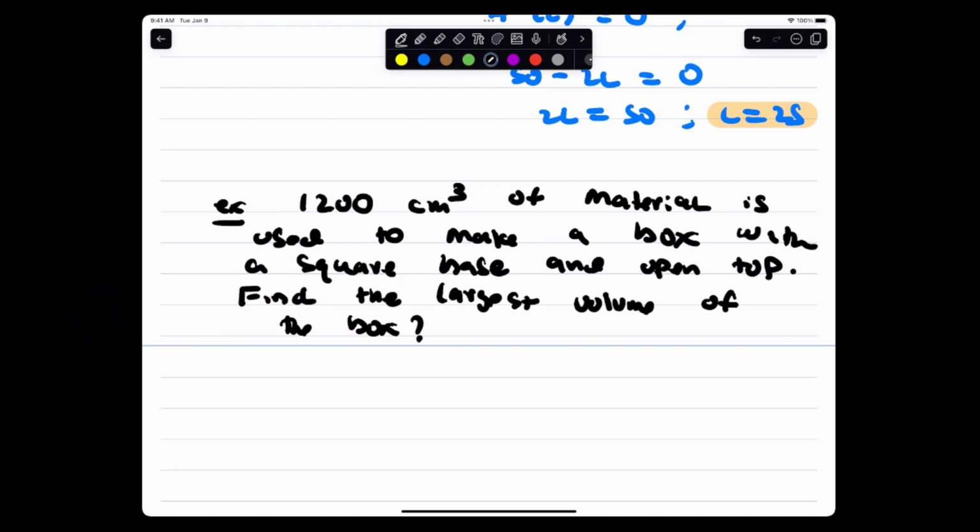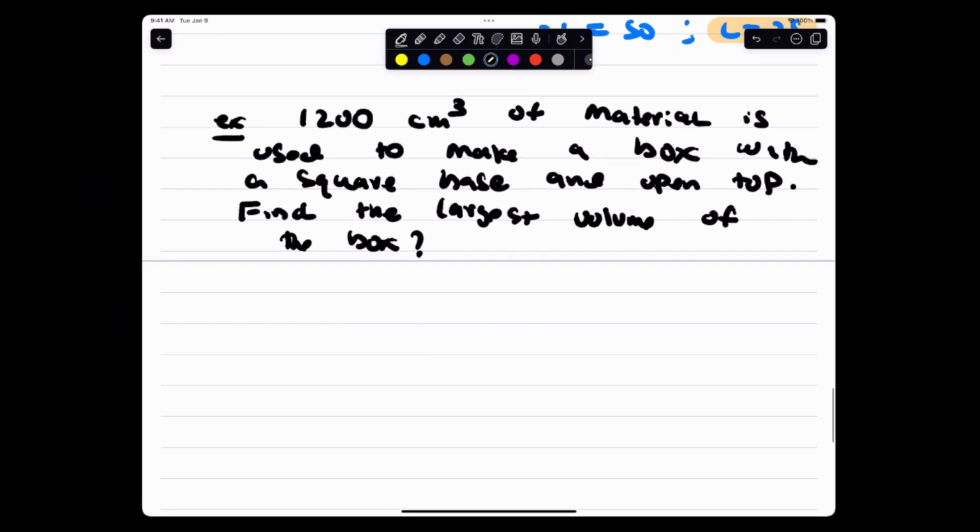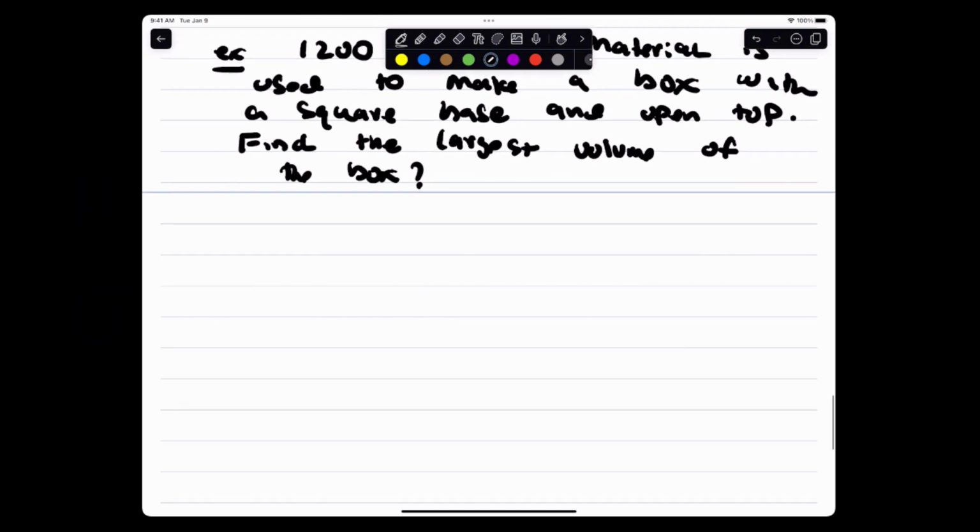All right, let's figure out what they're talking about. Well, you got some material, and to make a box with a square base. So let's write this down here, okay? My pictures aren't going to be the best.